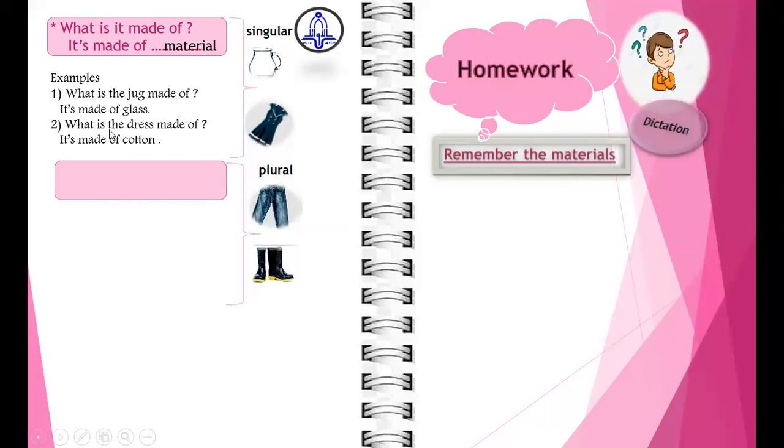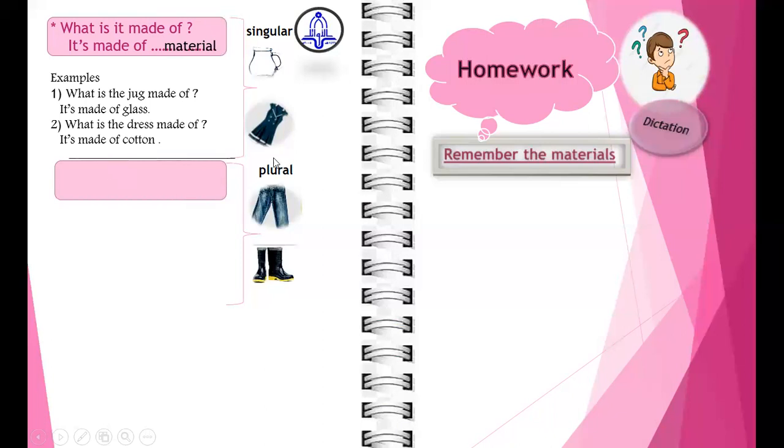Number two, what is the dress made of? It is made of cotton. What is the dress made of? من ماذا مصنوع الفستان؟ It is made of cotton. إنه مصنوع من القطن. إذا لاحظ هوني عندي singular, one dress and one jug. فلهذه الحالة أنا أستخدم هذه الصيغة بالسؤال للسؤال عن the material يعني مادة الصنع. What is it made of?